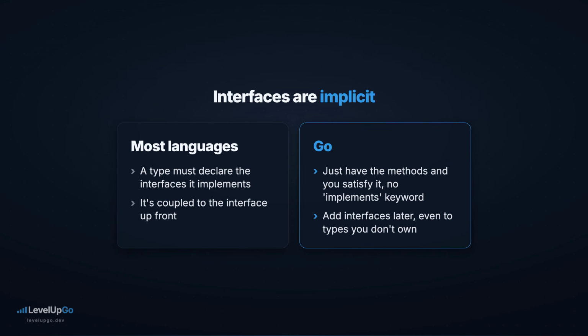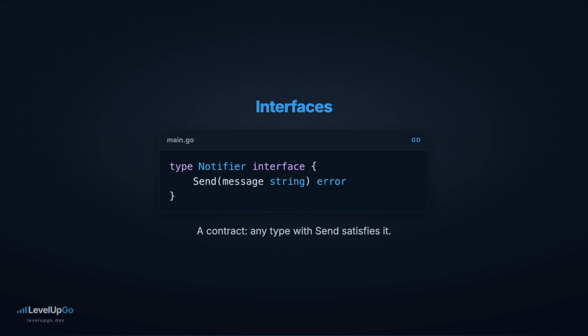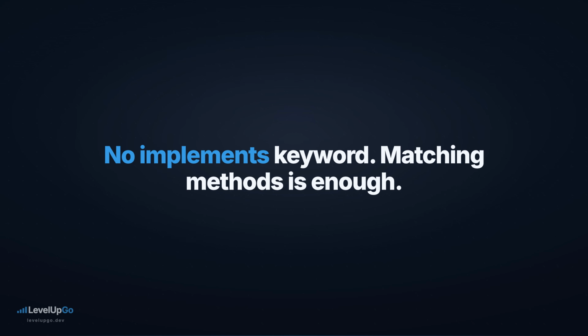Then we have interfaces. So an interface, you can kind of see it as a contract or a requirement. To fulfill this requirement, you need these methods. Here we have a notifier interface, and it has a send method that takes a message and that can return an error. One difference in Go and many other languages is that in many other languages, when you want a type to use the interface, you have to write something like implement that interface. However, in Go, as long as a type has the methods that the interface specifies, then it automatically satisfies that interface.